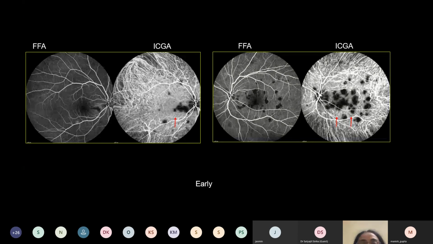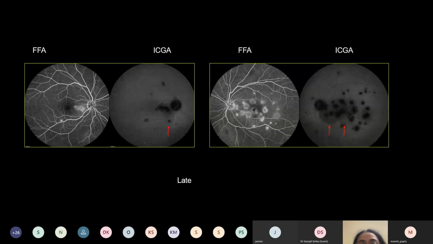If you look at the early frames of ICG, where I've put the red arrows, you see there are hypo lesions even in the right eye. And you have many more lesions in the left eye on ICG as compared to the fluorescein angiography, where you see the red arrows. So these are the early frames. We go to the late frames. Again, you have many more lesions on the ICG as compared to the fluorescein. So ICG gives you added information in choroidal pathologies.